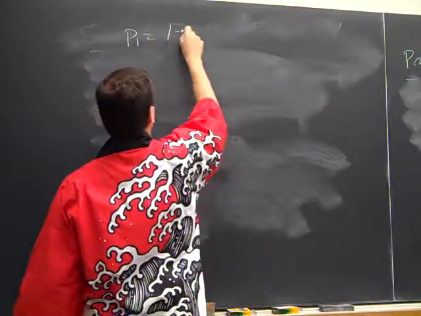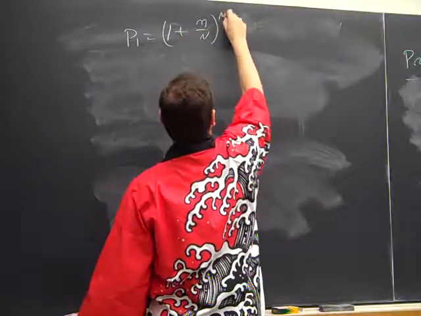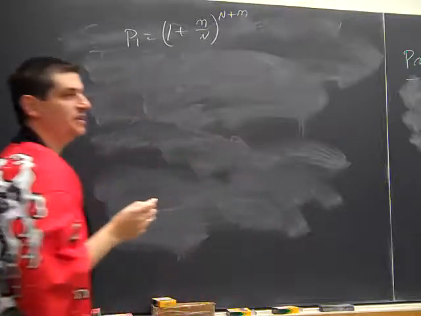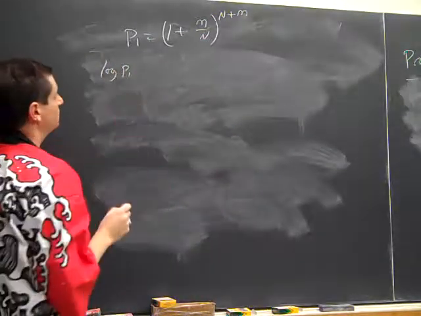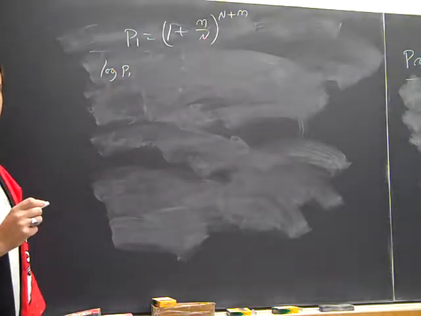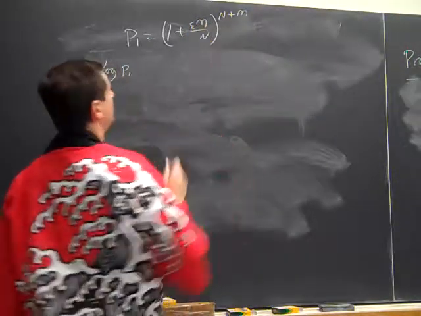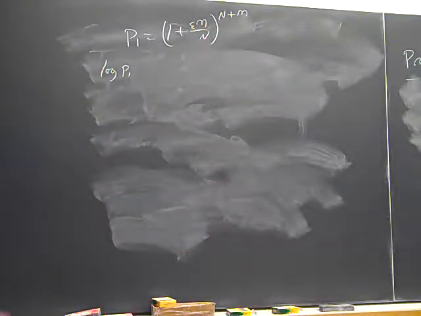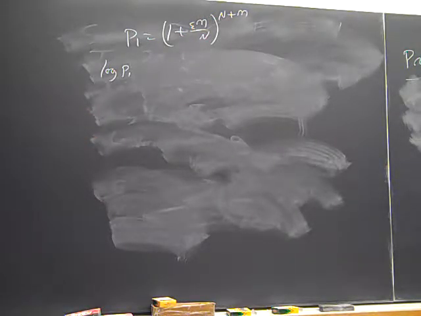But so let's let P1 equal 1 plus m over n to the n plus m. And we'll put in the negative sign later. So the log of p1, well, actually, do you want to do both of them at the same time? Let's do both of them at the same time. Let's put an epsilon there. If epsilon is 1, we get the first factor. If epsilon is minus 1, we get the second factor.